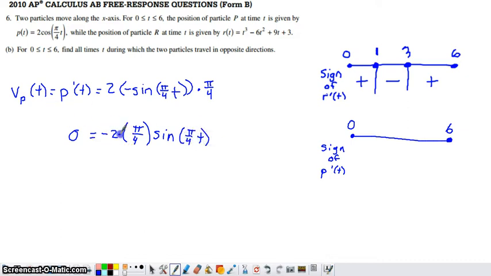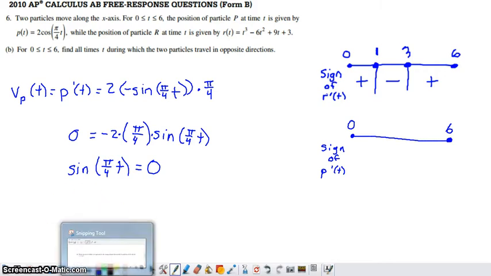It's negative 2 times pi by 4 times sine of pi by 4 times t. This factor is never 0. This factor is never 0. So we need to figure out when this last factor is 0. So we need to figure out when sine of pi by 4 times t is equal to 0. We need to figure out what values of t make this true.